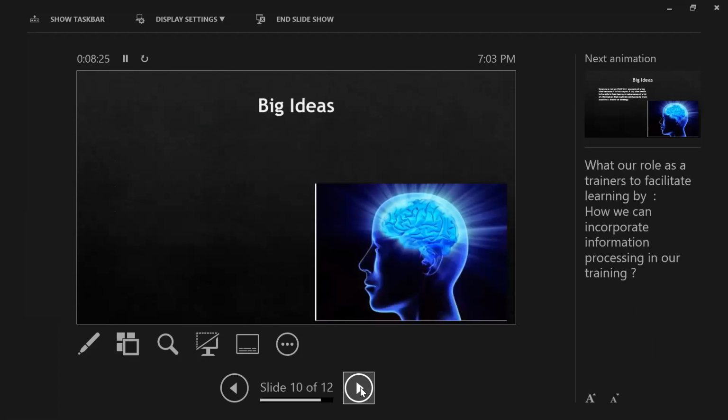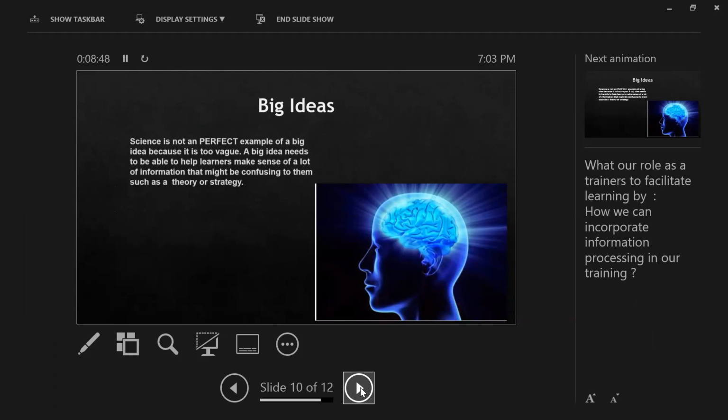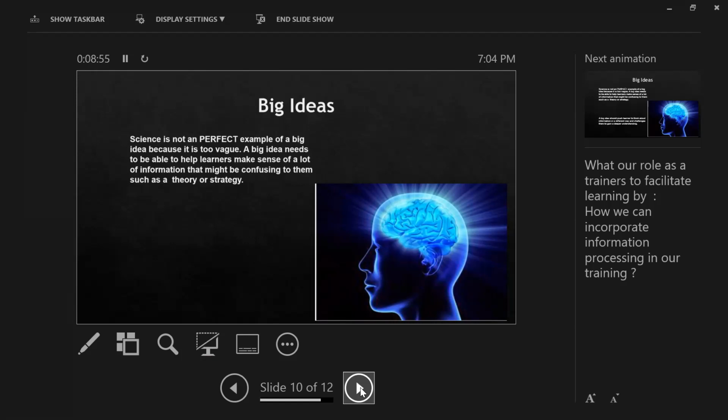Our role as trainers is basically to facilitate the learning. What do you think? We now know what information processing is, but how relevant is it in the current scenario, and is it still active? Science is not a perfect example of a big idea, because it is too vague. The theories of Atkinson were very vague as well, so they were not concrete, and there was no evidence.